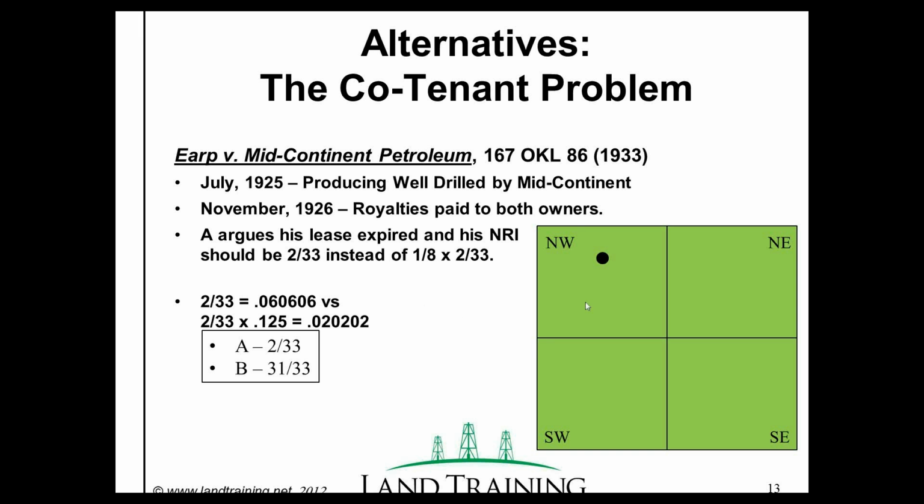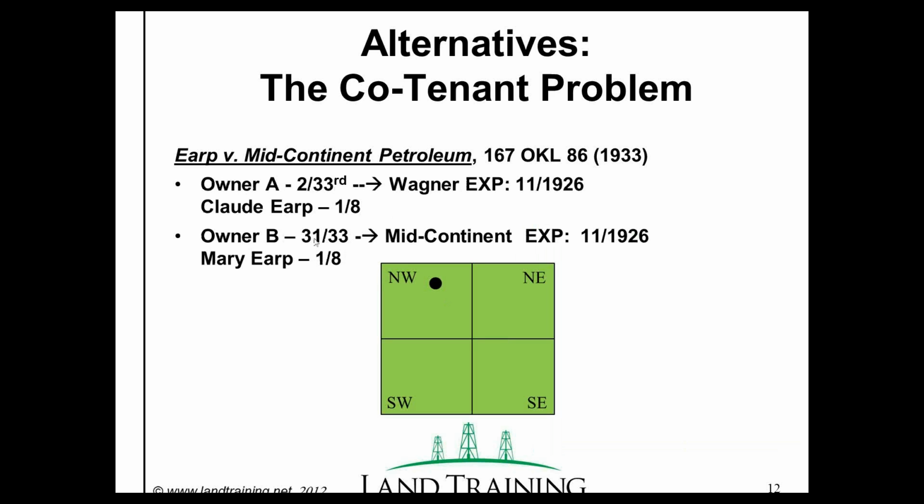What happened was, let me go back one. Okay. So this owner A was Claude. He took a lease from Wagner, or Wagner took a lease from him. Owner B granted a lease to Mid-Continent. Mid-Continent drills the well and starts paying royalties to Claude and Mary. Now Claude says, wait a minute.